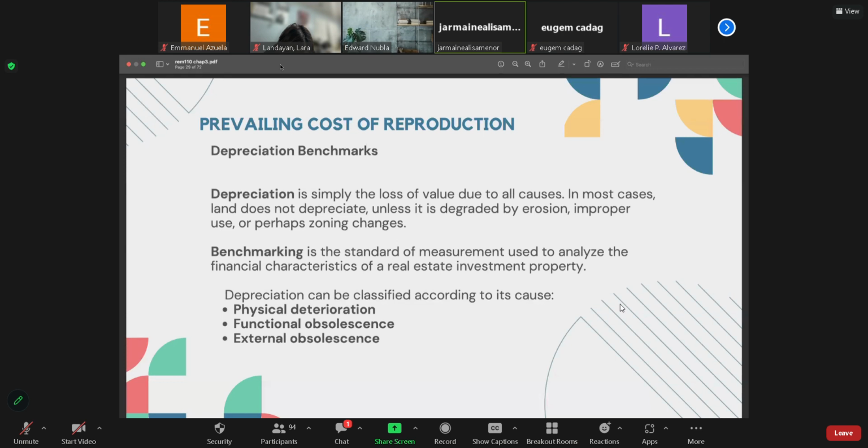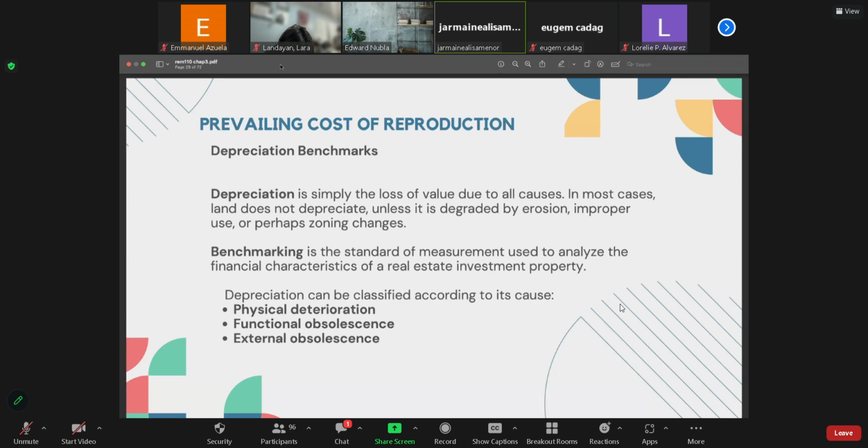What is depreciation? It is simply loss of value due to all causes. In most cases, land does not depreciate unless it is degraded by erosion, improper use, or perhaps zoning changes. This is the decrease in the value of a property. Benchmarking is the standard of measurement used to analyze the financial characteristic of real estate investment property.